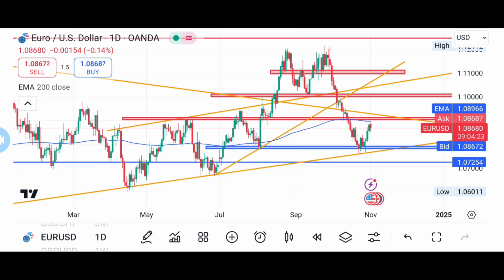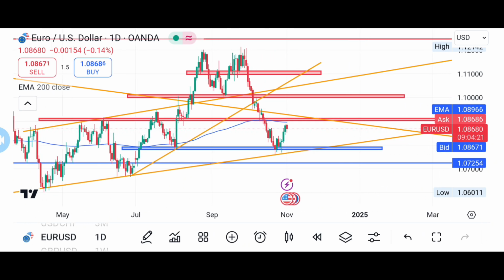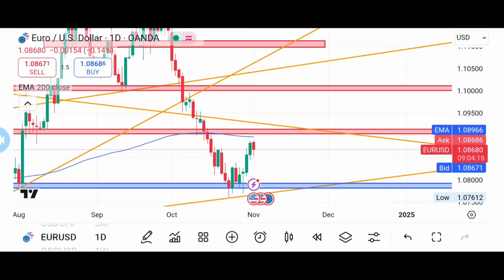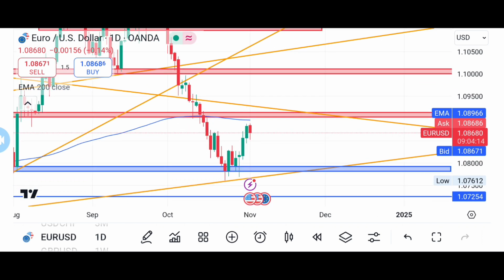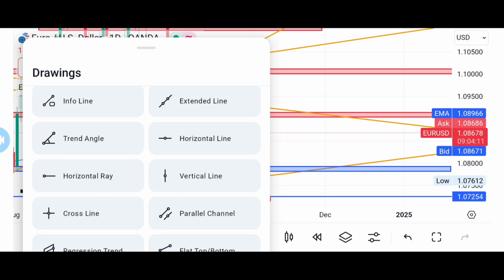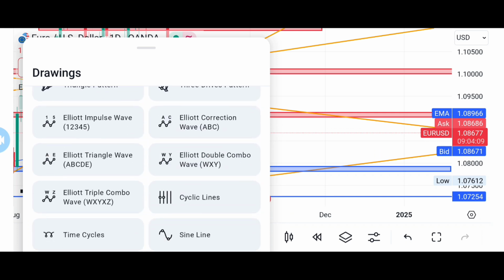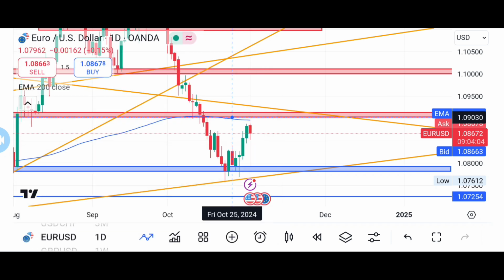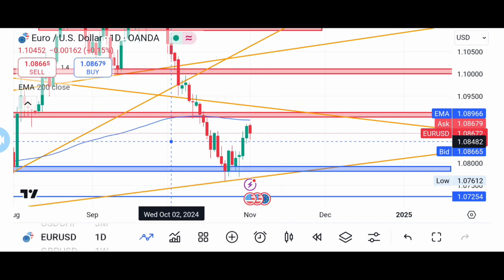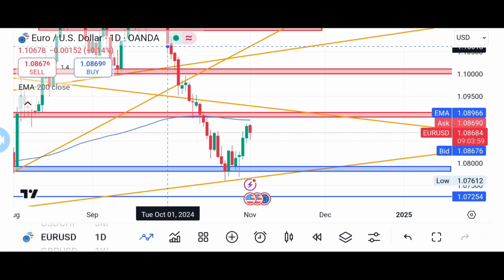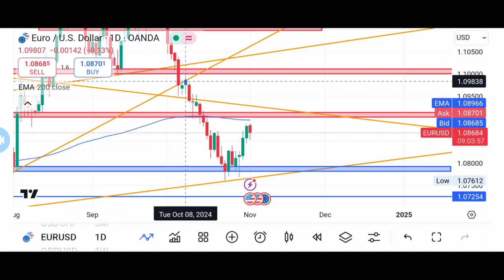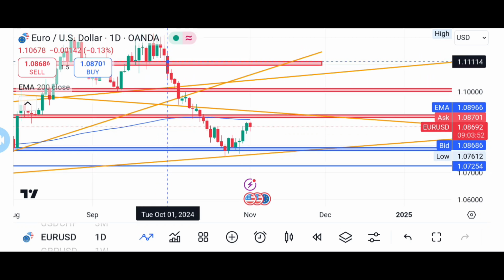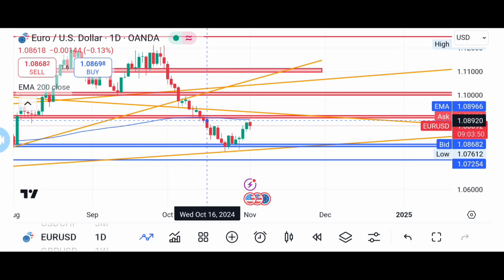So this is the daily time frame, and if you can see very well, the buyers have broken two resistances. By now I'm sure that you know what I'm trying to mean. In the daily time frame, the market was bearish. The sellers were taking control, you can see sellers were taking control from this point up to this point.